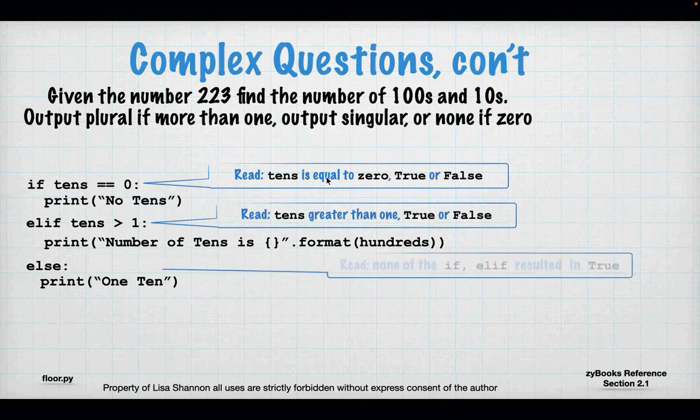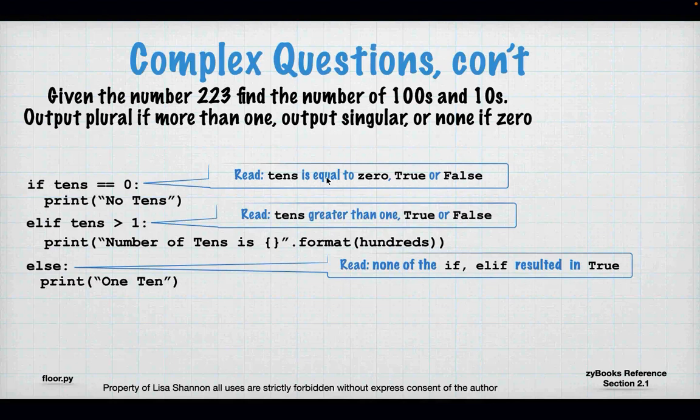Let's see. So it's the exact same. Are there any tens? Is tens equal to zero? And if it's true, then I'm going to print no tens. If it's not true, then I'm going to drop to the elif statement. In the elif statement, I'm going to say, are there more than one ten?